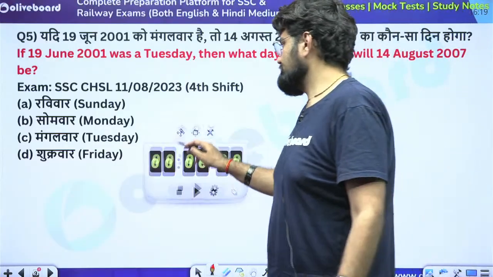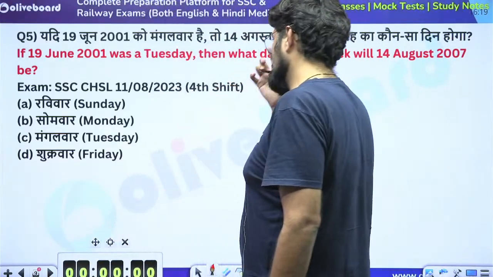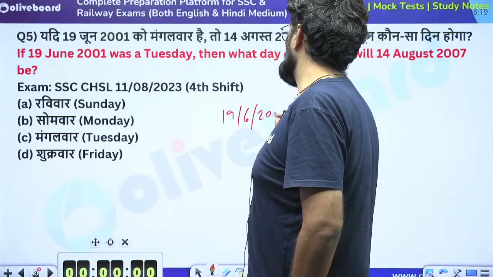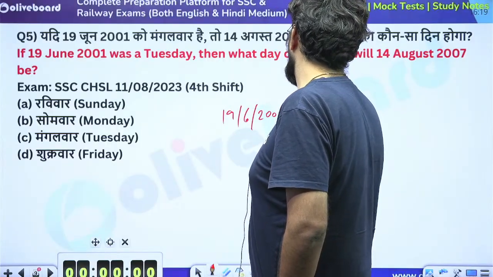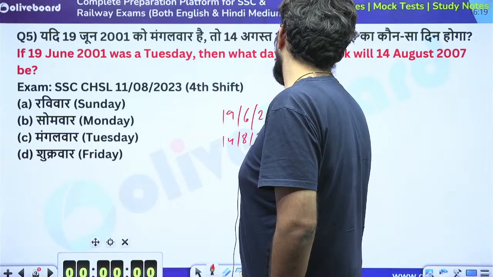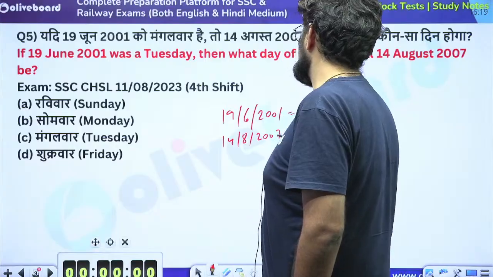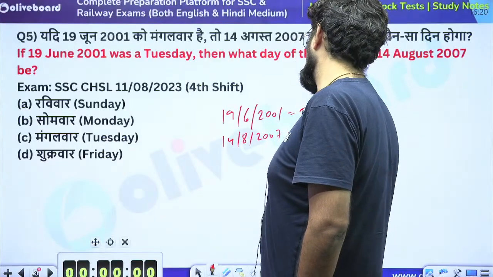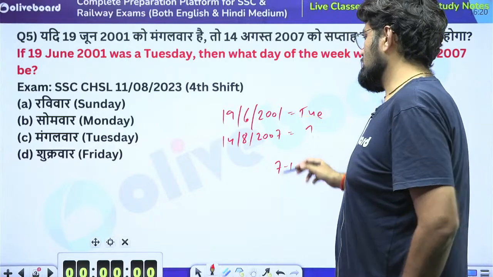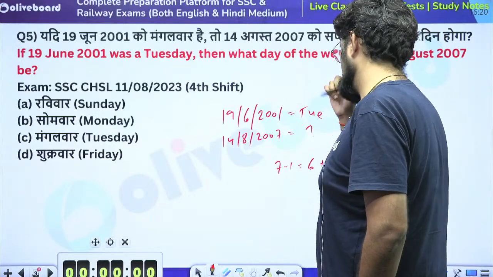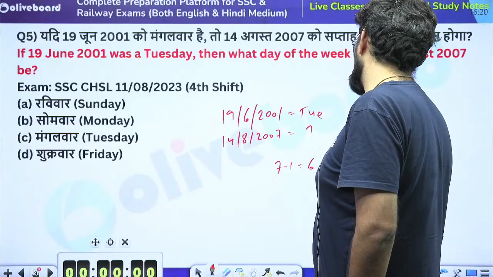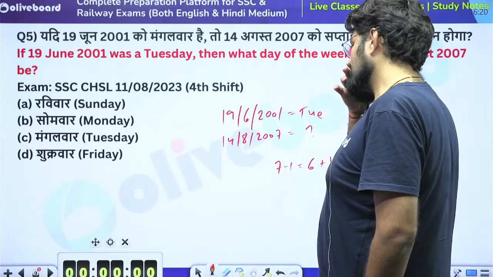Okay. Let's look at this one now. 19th June 2001 was a Tuesday. What day will be 14th August 2007? Pretty easy. 7 minus 1 is 6. And any leap years in between? We have 2004 and 2008. 2004 is in between, right? So we have 1 leap year. So we have 7 odd days. Remainder with 7 is 0.